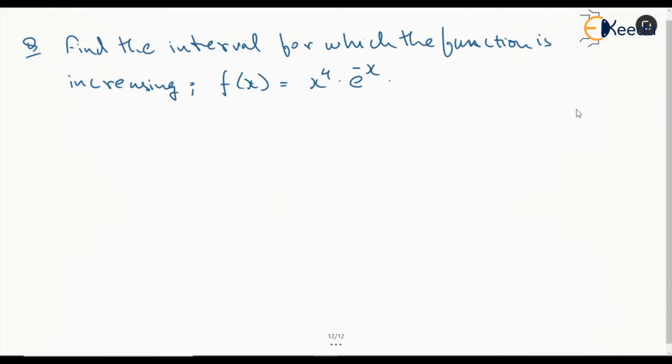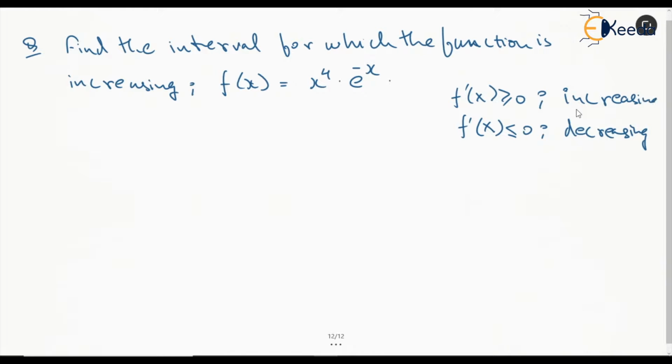First of all, we know if the function has the first derivative greater than 0, then it is increasing, or you can say monotonically increasing, if it is greater than or equal to 0. If it is less than or equal to 0, then it is monotonically decreasing. So first of all, we should find the derivative of this function.